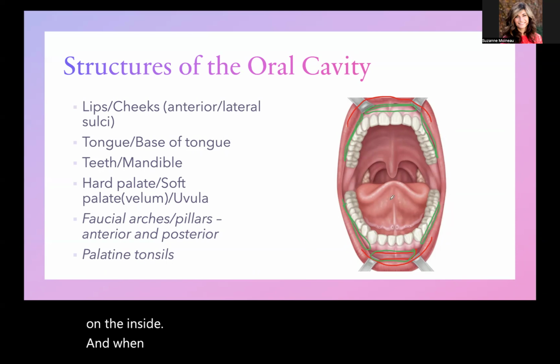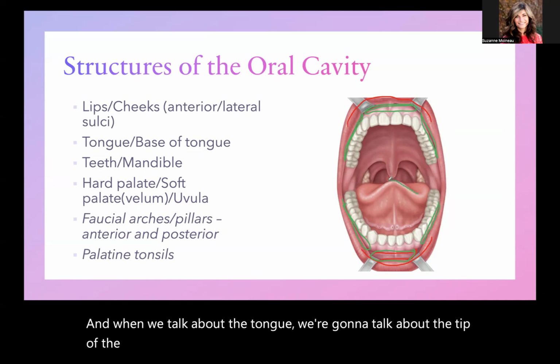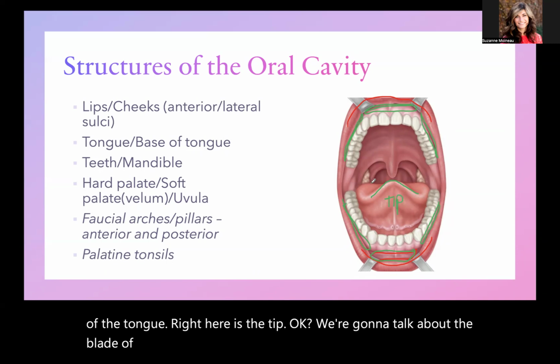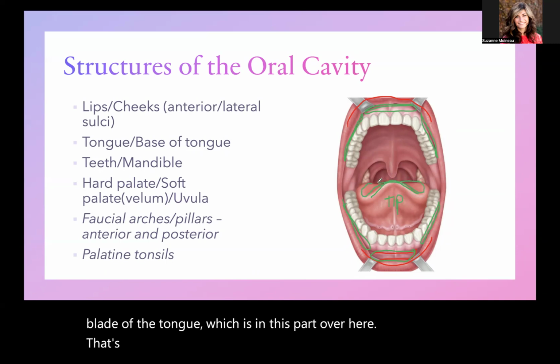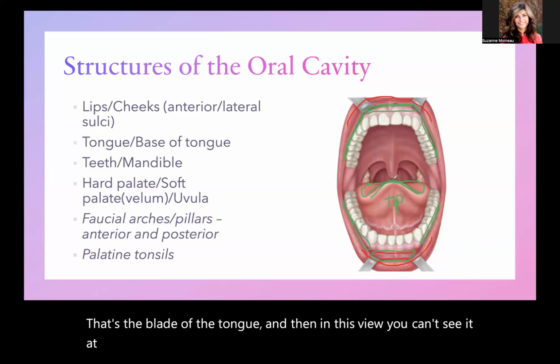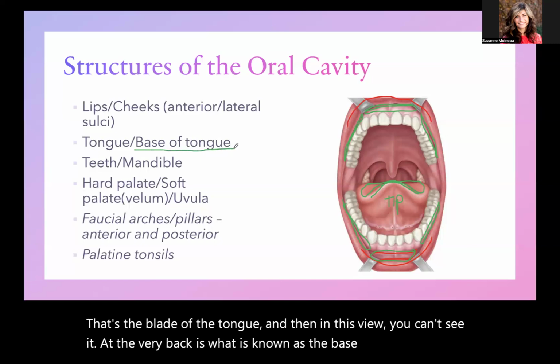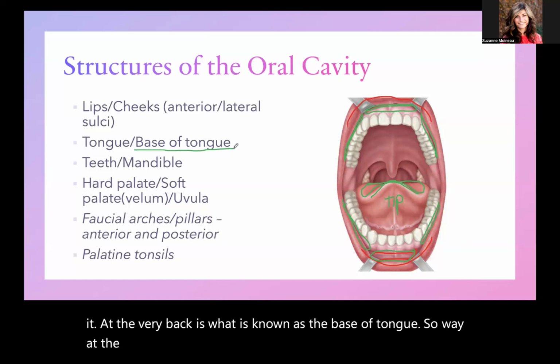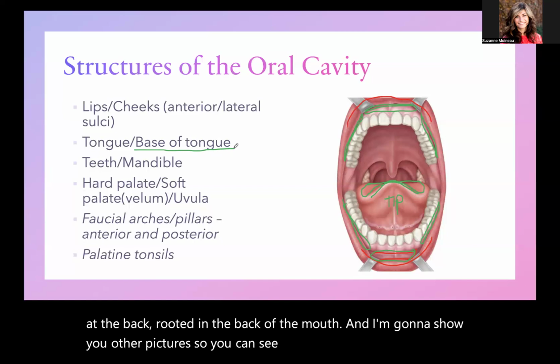And when we talk about the tongue, we're going to talk about the tip of the tongue. Right here is the tip. Okay. We're going to talk about the blade of the tongue, which is in this part over here. That's the blade of the tongue. And then in this view, you can't see it. At the very back is what is known as the base of tongue. So way at the back, rooted in the back of the mouth. And I'm going to show you other pictures so you can see it. That's the base of tongue.